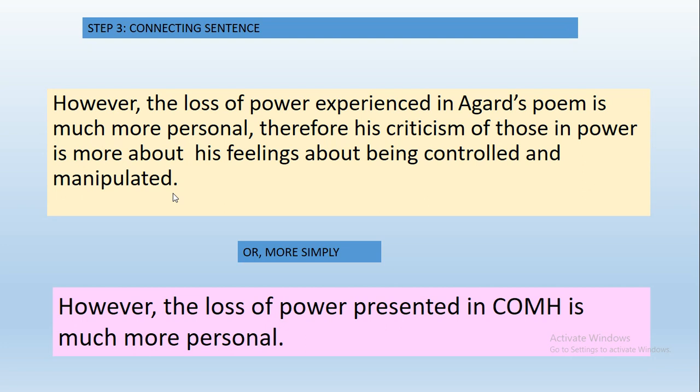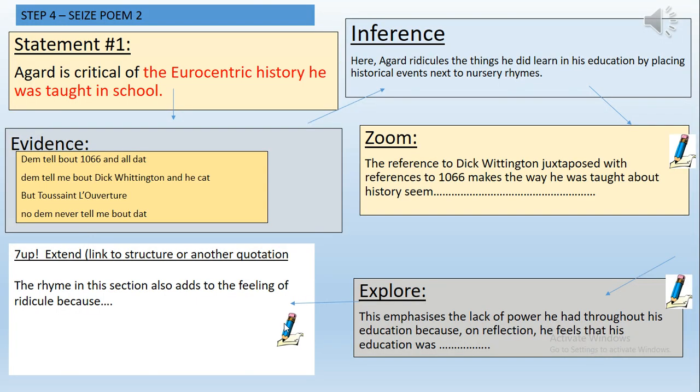I could simplify that, couldn't I, to make a shorter sentence, which could be, however, the loss of power presented in checking out my history is much more personal. And that says the same thing. Okay. So I've now got my connecting sentence. So now I need to do a C's for checking out my history.